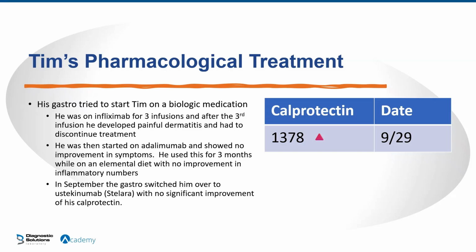They switched the TNF alpha into adalimumab, and again, with that, he showed totally no improvement, even after using it for 3 months and going on and off the elemental diet. In September, the gastro switched him to an IL-23/17 inhibitor, and he had no significant improvement with his calprotectin then. Even at that point, it was up to 1,378.